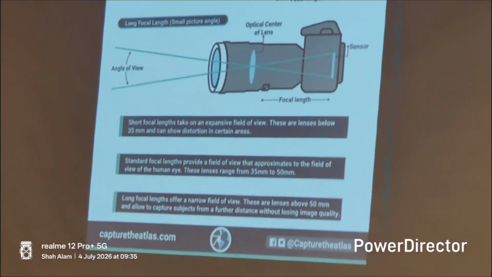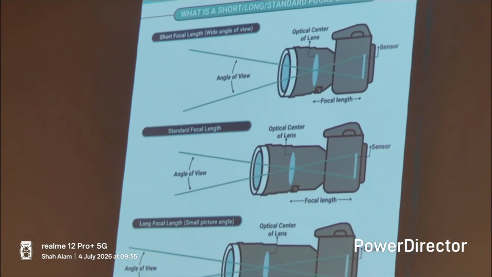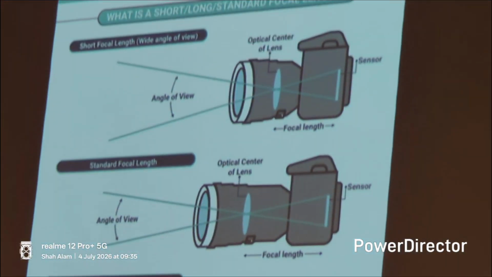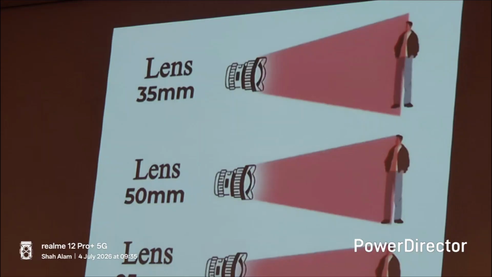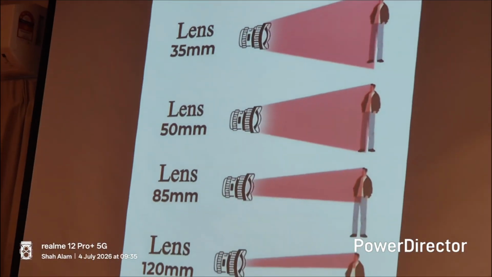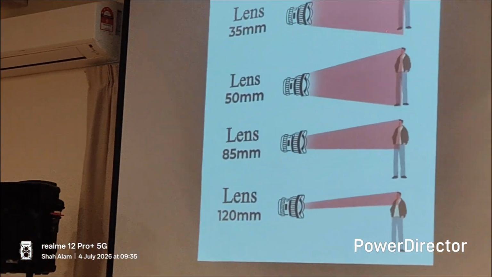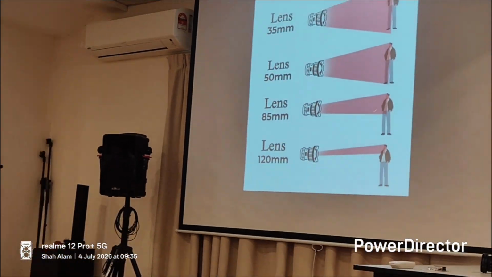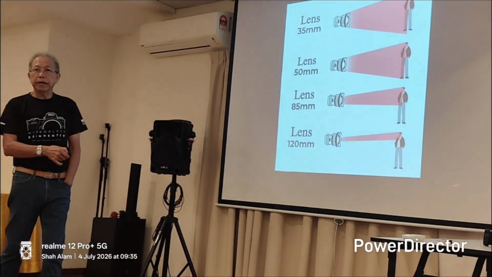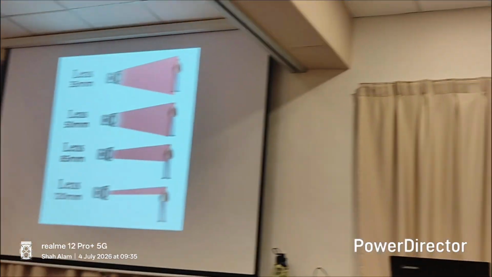So when you use a long focal length, you capture the person bigger, but you can't see the rest of the background. What angle can you see? This is just to give an idea. Like a 35mm lens, you see the whole person. 50, you see exactly the whole person. 55, you see the top. 130, you see only the head. You can't see the whole body.